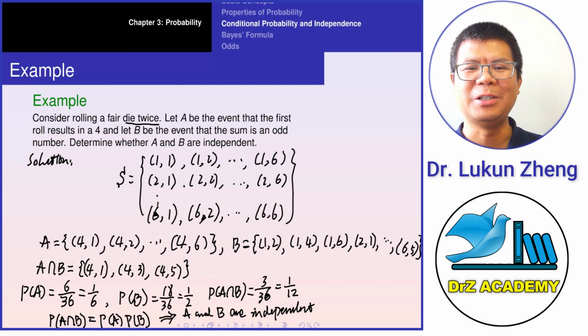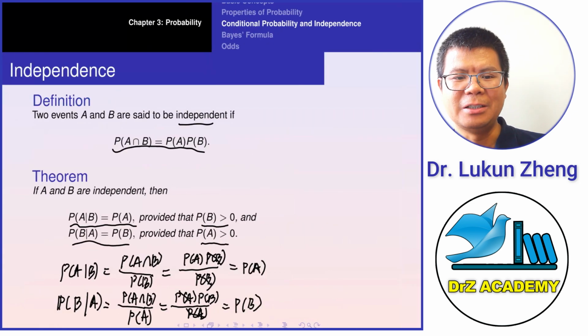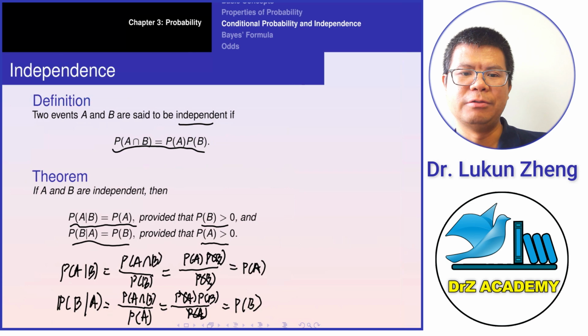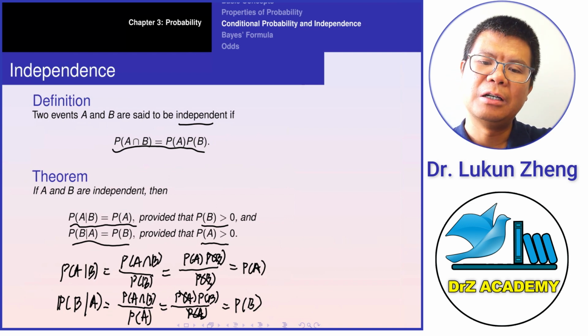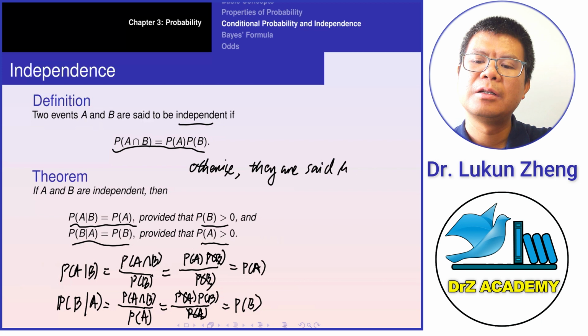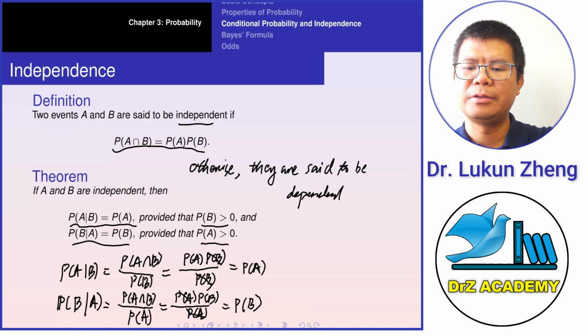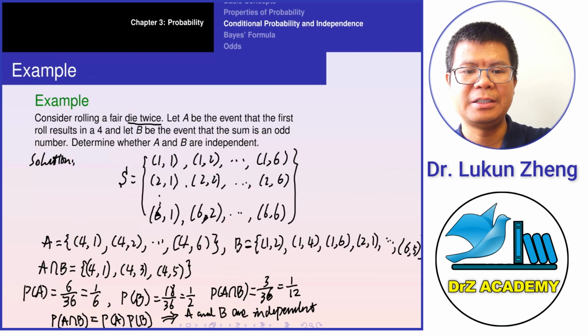This is just a definition. So they are said to be independent if this equation holds. Otherwise, they are said to be dependent. All right, very good.